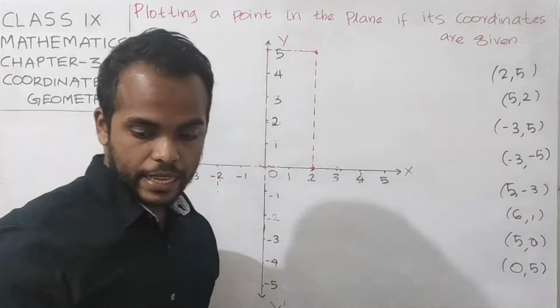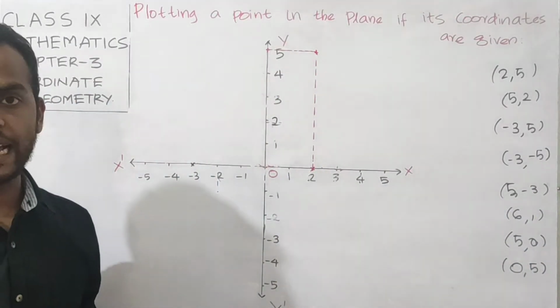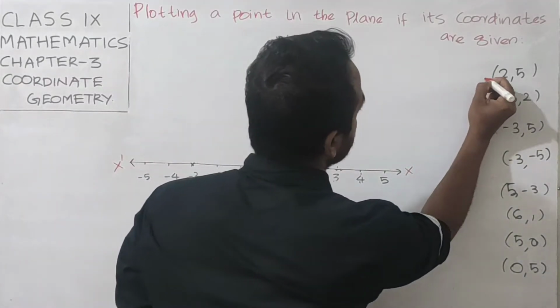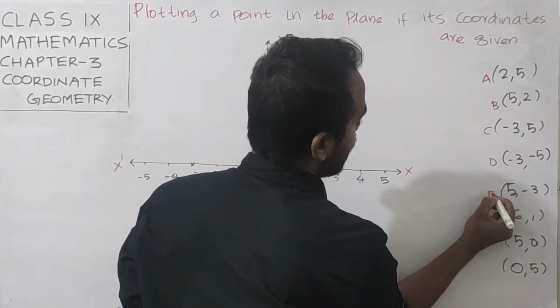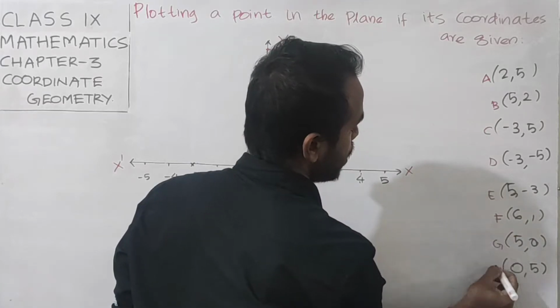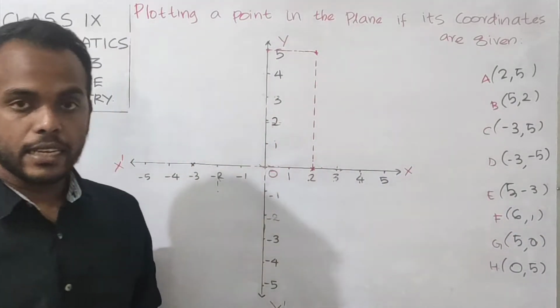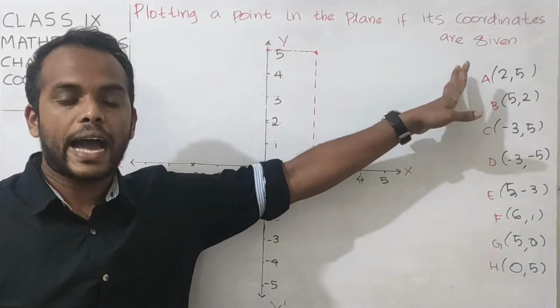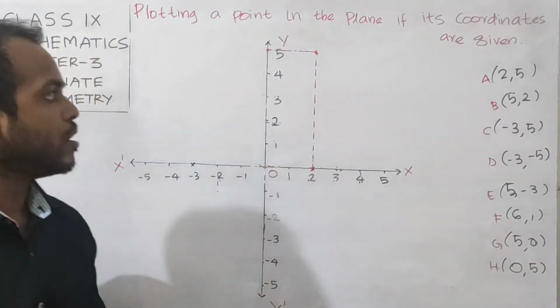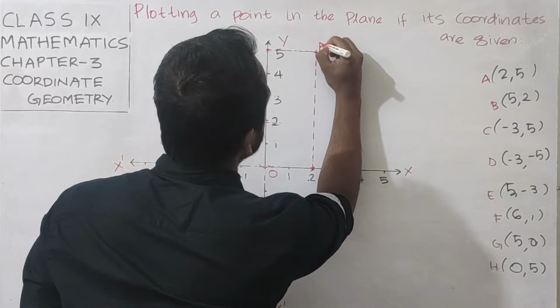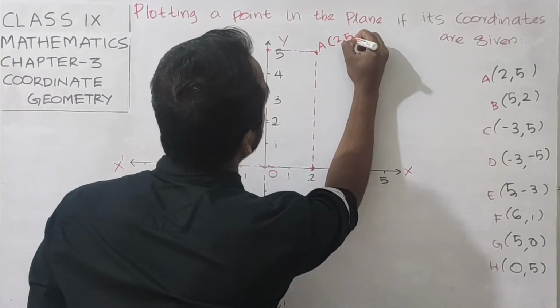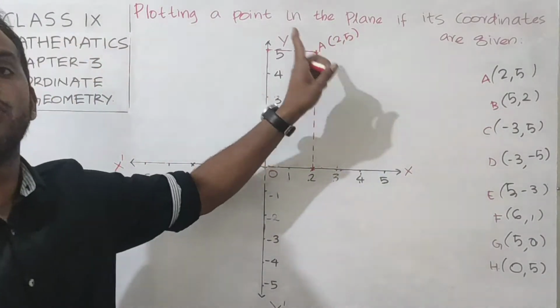Now, one more important thing, we should name the point as well. For the time being, I am going to name them as A, B, C, D, E, F, G and H. The letters should be capital alphabets. That's all. Now, this is our required point A, and you can mark it like this, A. And what are its coordinates? A is (2, 5).